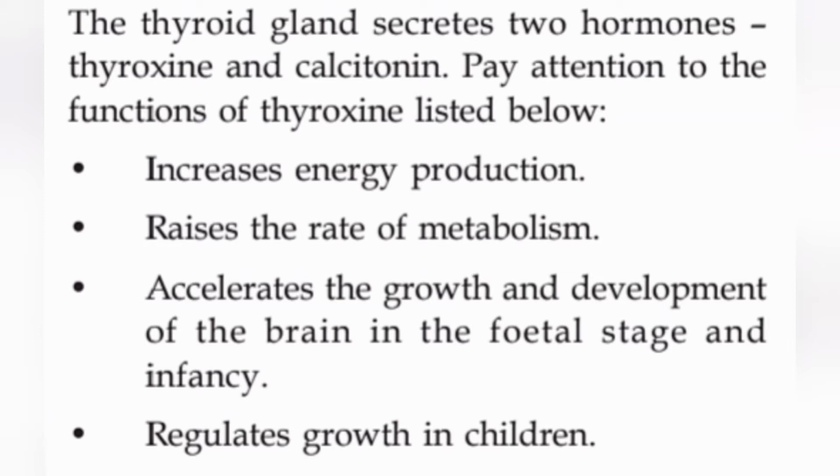When we examine the thyroid gland, it secretes two hormones: thyroxin and calcitonin. Which are they? Thyroxin and calcitonin. These are the two hormones secreted by which gland? The thyroid gland. The functions of these hormones are described below.